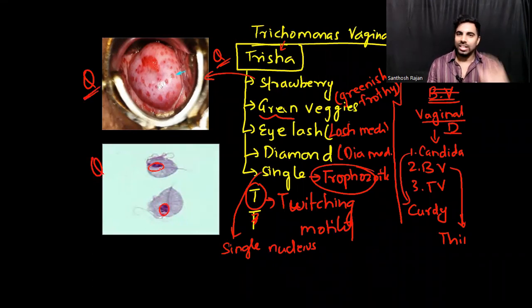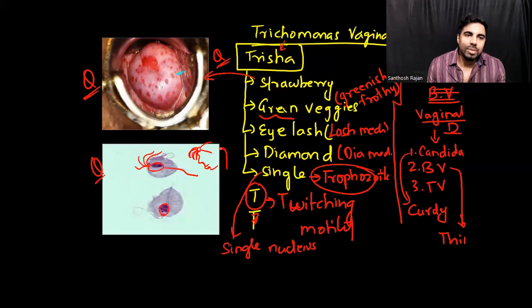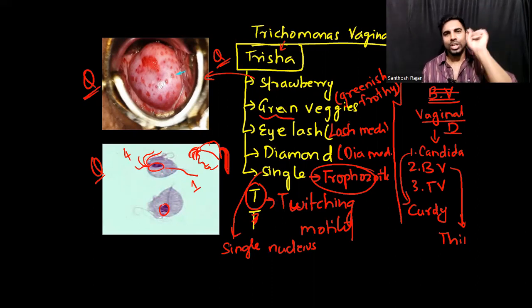And see, she is a very fancy girl. You have four flagella on the anterior side and one on the posterior. So beautiful, she's pretty, she has this type of hairstyle. Let's say if this is Trisha, her hair comes like this: five strands in front and one strand behind. That is her style. You have four anterior flagella and one posterior flagellum. You don't need that much detail. Just remember, a single nucleus, anywhere single comes, Trisha. Twitching. Only trophozoite, no cyst.